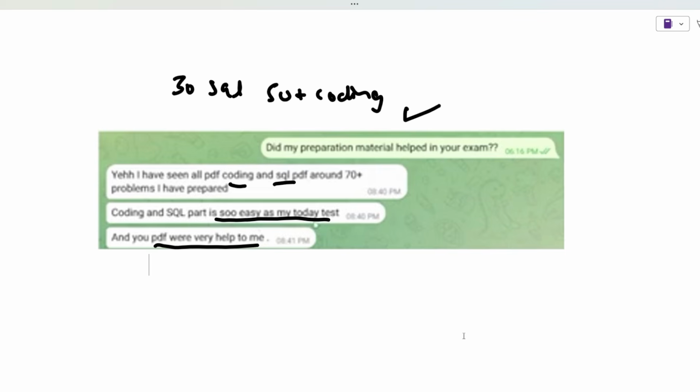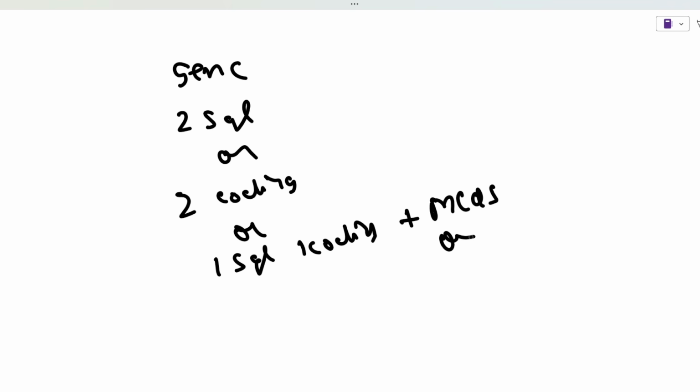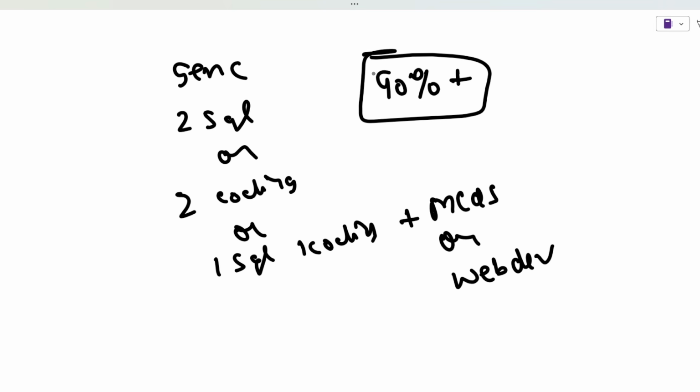Now coming to the main point: for the Genc role, what is the cutoff? Either you solve 2 SQL questions, or you solve 2 coding questions, or you solve 1 SQL and 1 coding question, plus some MCQs and maybe some web development things. Now for Genc Next, 90% of the entire questions must be correct. 90% plus should be correct, then only you will move towards Genc Next. This is the straightforward cutoff for this technical assessment, so that you can move towards the interviews.